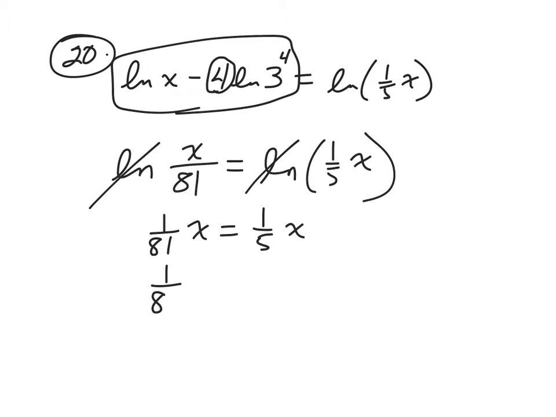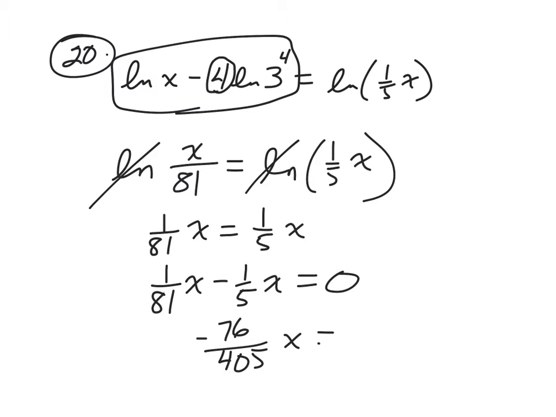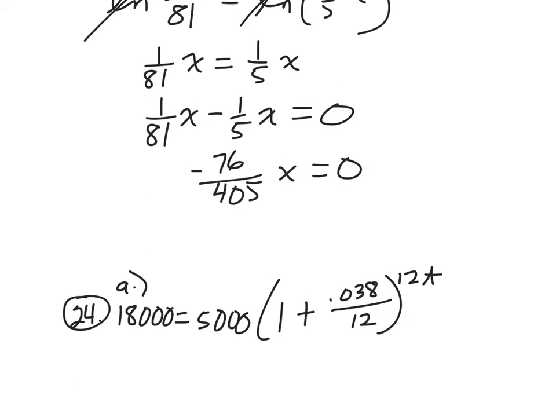Subtract 1/5 x from both sides. So you'd have 1/81st x minus 1/5 x equal to 0. And if you do the subtraction, you get negative 76 over 405 x equal to 0. And if you divide both sides by negative 76 over 405, you're going to get x equal to 0.